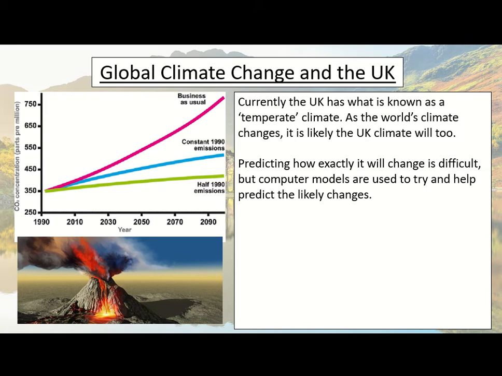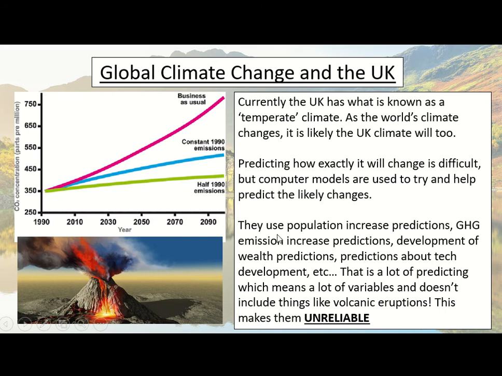Okay, so you can see, because of these different computer models and the fact that we change our behaviour all the while in between them, there's no exact end point. But what we can fairly accurately agree on is that emissions are going to go up, and therefore temperatures are likely to go up too.